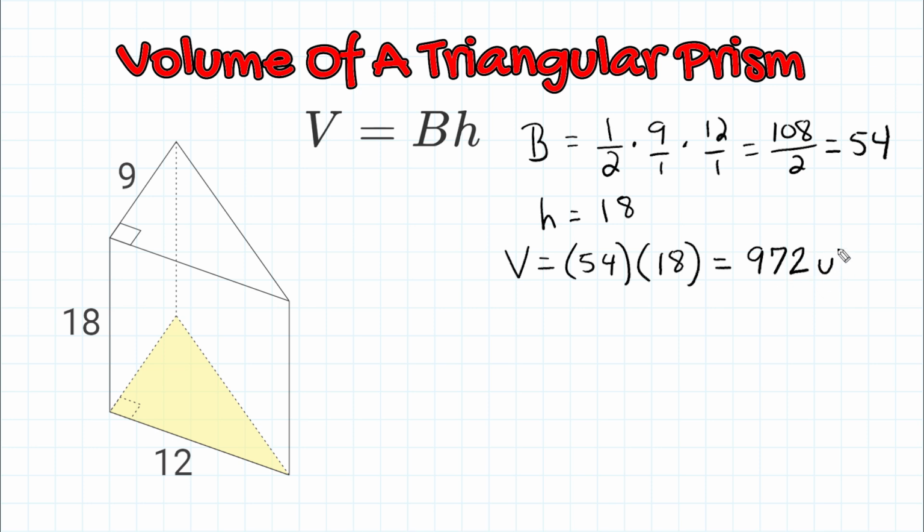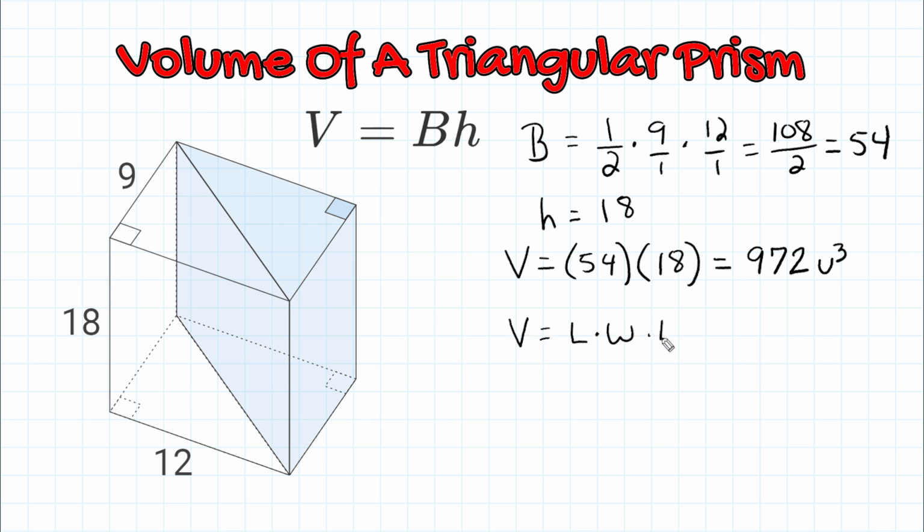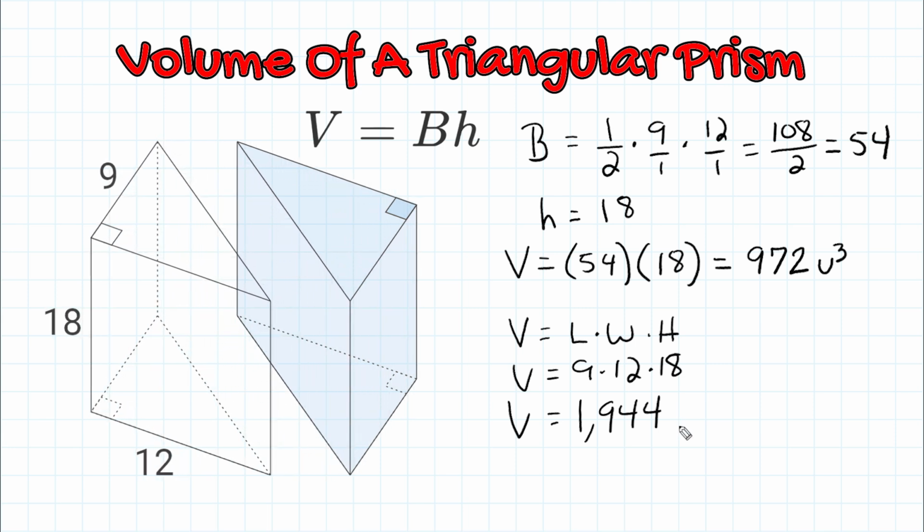Now, let's visualize how a right triangular prism relates to a rectangular prism. If we duplicate this triangular prism and join the two together, we form a single rectangular prism. The volume of a rectangular prism is found by multiplying length times width times height. For the corresponding rectangular prism, we multiply 9 times 12 times 18, which equals 1,944 cubic units. Since our original prism is half of this rectangular prism, its volume is 1,944 divided by 2, which equals 972 cubic units.